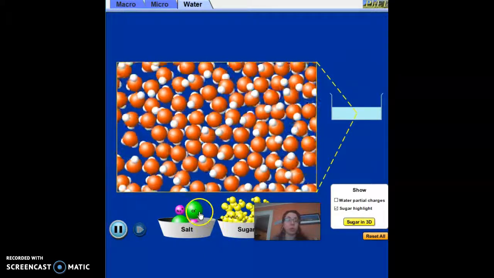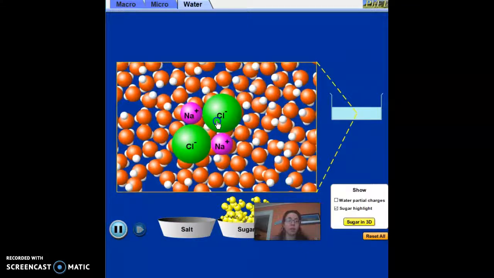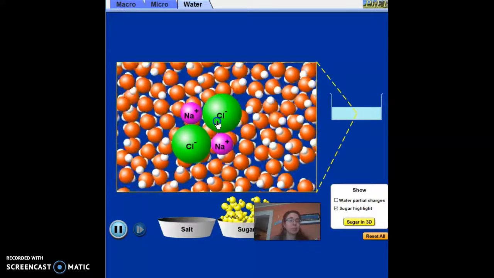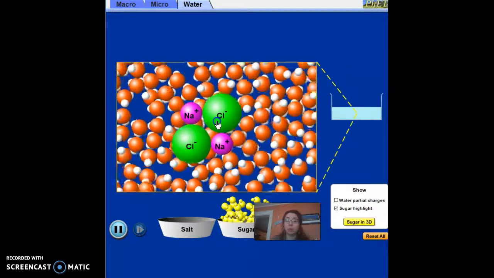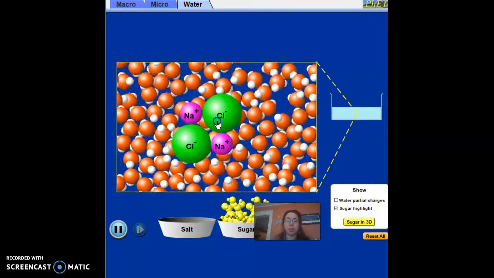So we're going to start with salt. I'm going to put it in there. I see that the Na has a plus and the Cl has a minus next to it. So if you weren't sure of what kind of compound it was, maybe you can go back and adjust that with that added information.